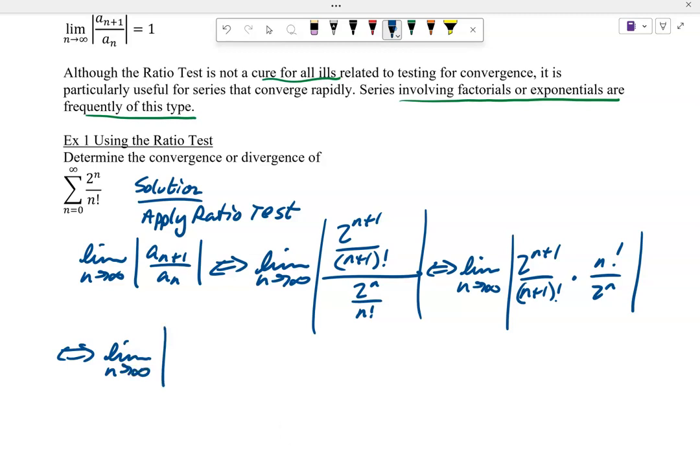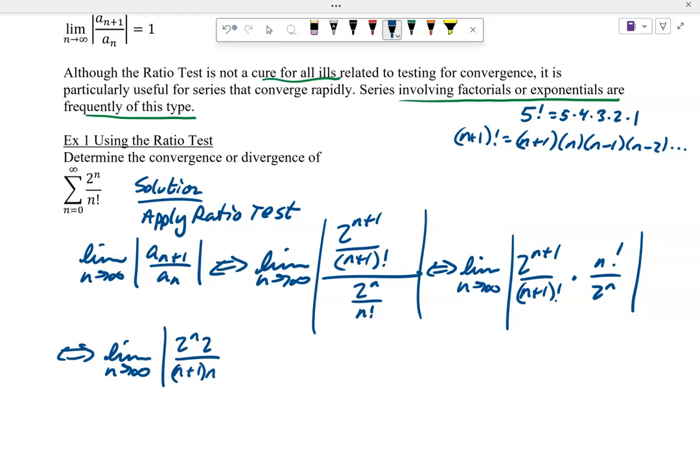And I'm going to use the fact that 2 to the n plus 1 is the same as 2 to the n times 2 to the 1. N plus 1 factorial, if you think about your factorials like 5 factorial, 5 times 4 times 3 times 2 times 1, right? So n plus 1 factorial would be n plus 1 times n factorial, n minus 1 and n minus 2 and so on, right? So I'm going to write that n plus 1 factorial is n plus 1 and then n factorial down the line. And that's because I have an n factorial up there that I know it'll cancel with.